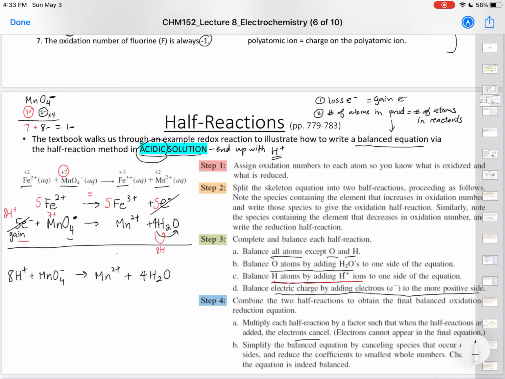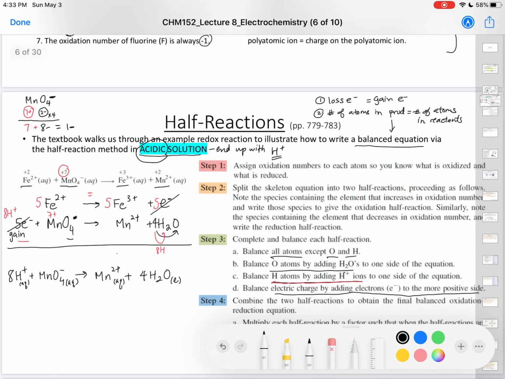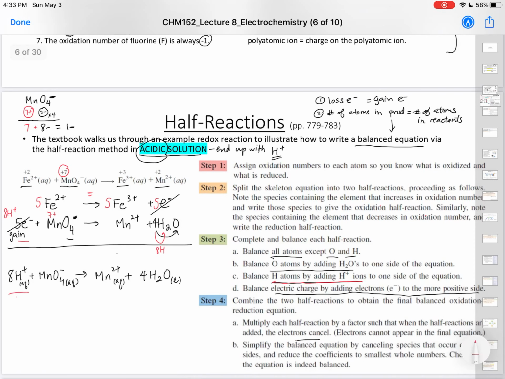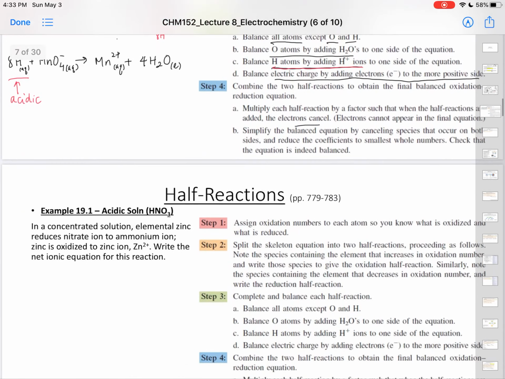Last but not least, to be very clear, this is aqueous, this is aqueous, this is aqueous, and water is always liquid. Okay. So now it is balanced, and because it is in acidic solution, we can stop here with the 8 H pluses. Now, if it is in basic solution, we're going to have to do one more step, but we'll get to that when we get to the basic solutions.